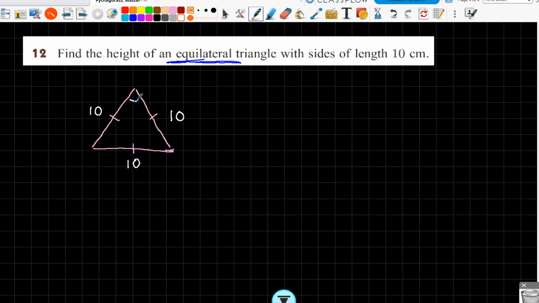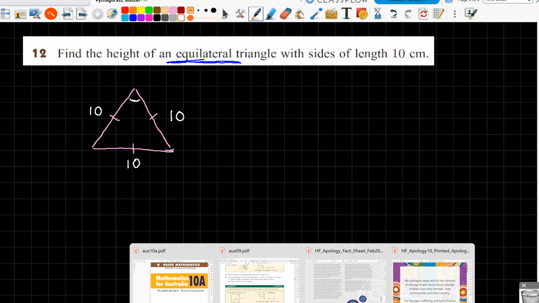What do we know about these angles? What's the size of those, Micah? Excellent, they all add up to 180, and that means because they're equal, then this is 60 degrees. So Houston, we have a problem. Why is that? Because Pythagoras' theorem only works for right angle triangles. So where's the right angle?